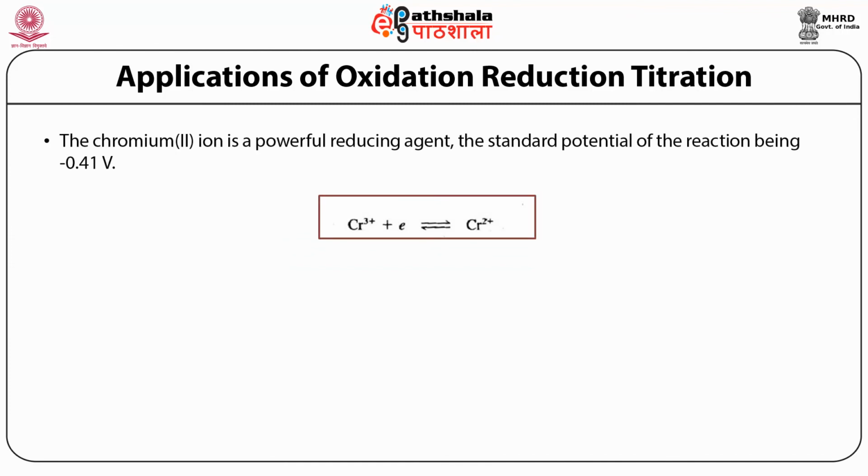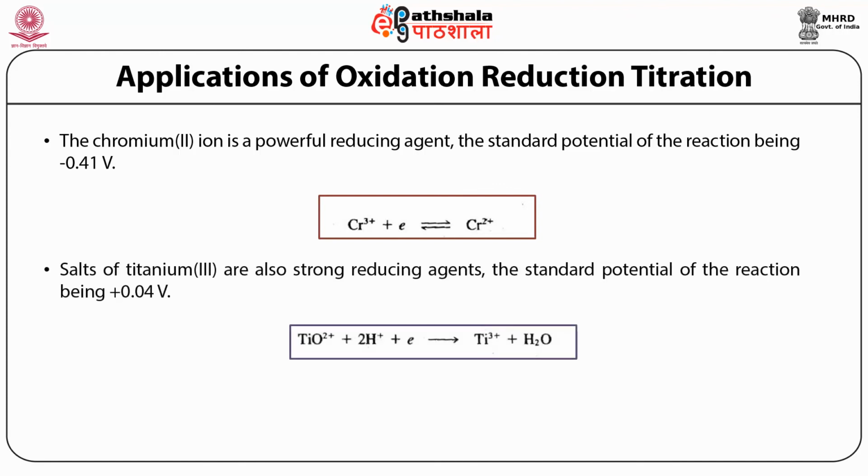The chromium 2 ion is a powerful reducing agent, and the standard potential of this reaction is minus 0.41 volt. The salts of titanium third are also strong reducing agents, and the standard potential of the reaction is plus 0.04 volt. The reaction is also discussed here.